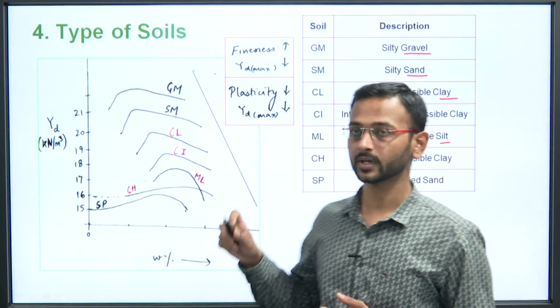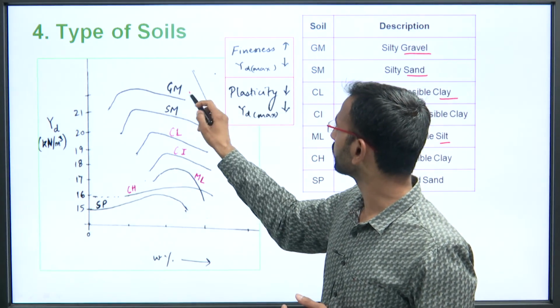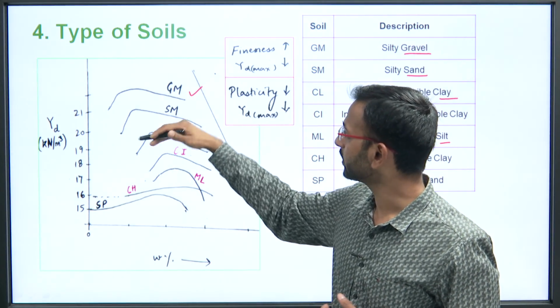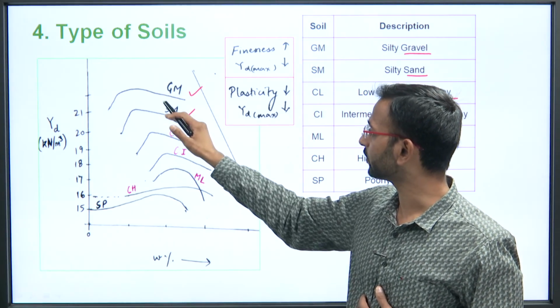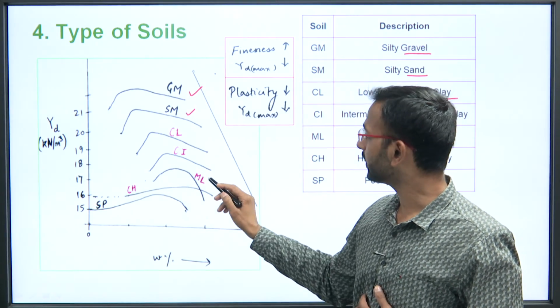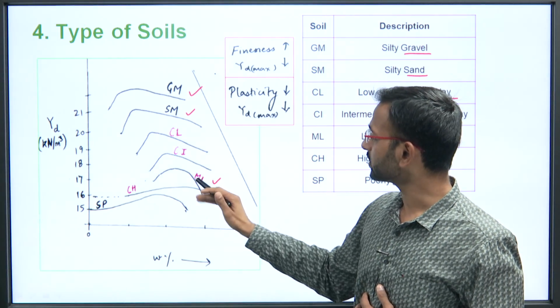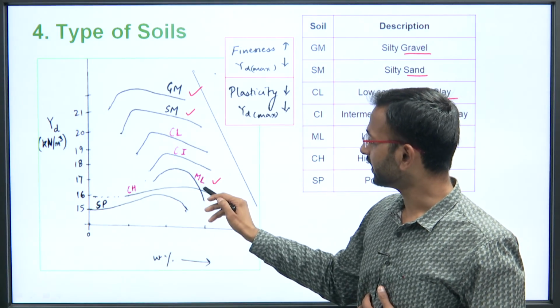We will see in what way, but it is observed that for a set of soils, let us say GM, the compactive effort is slightly more, and for SM the compactive effort is slightly lesser than GM, and if you talk about ML, the compactive effort is slightly lesser still.